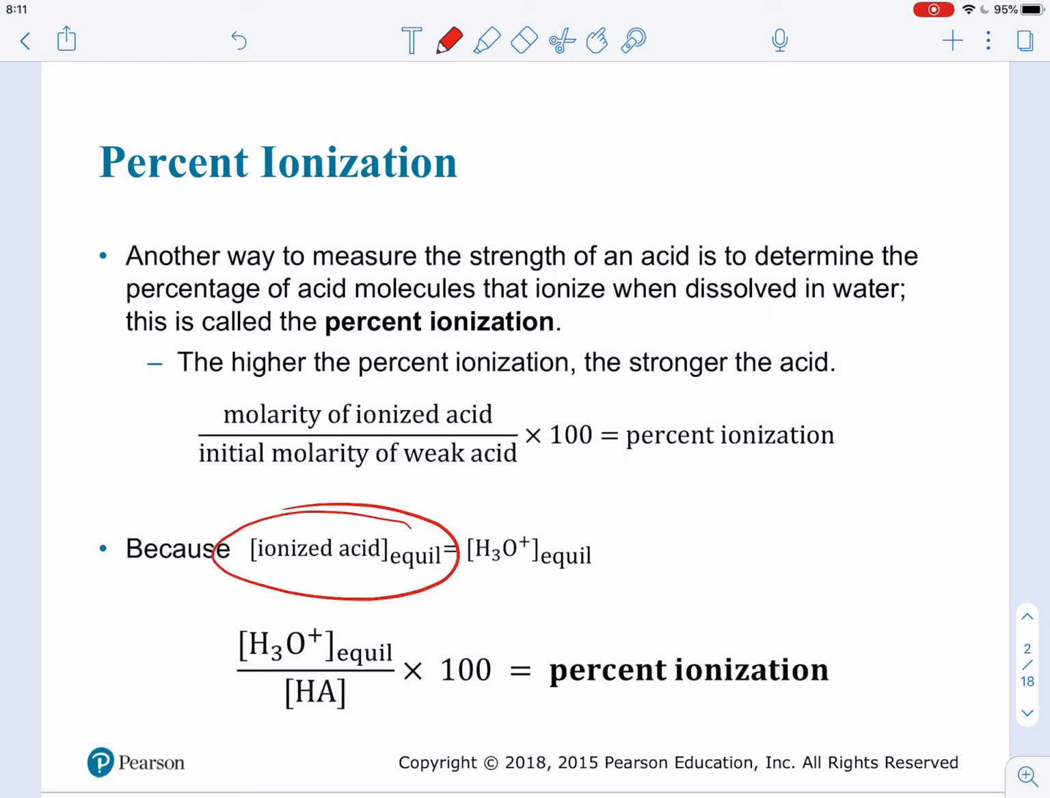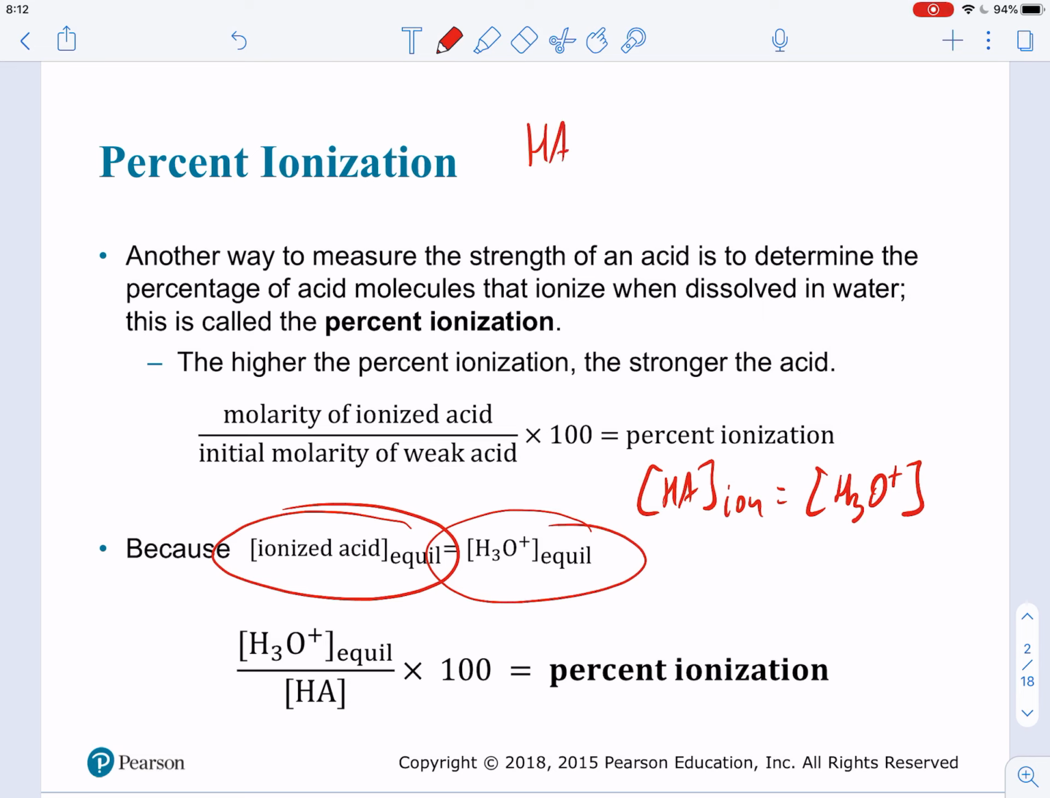The concentration of the acid that is ionized would be equal to the concentration of hydronium ion. These are at equilibrium, but we can simply put it this way. H ionized is equal to H3O+ or H+, however you're going to see it. And that comes from the fact that, remember, our standard acid equilibrium, if you will, is H+ plus A-. Okay, so this is our percent ionization.